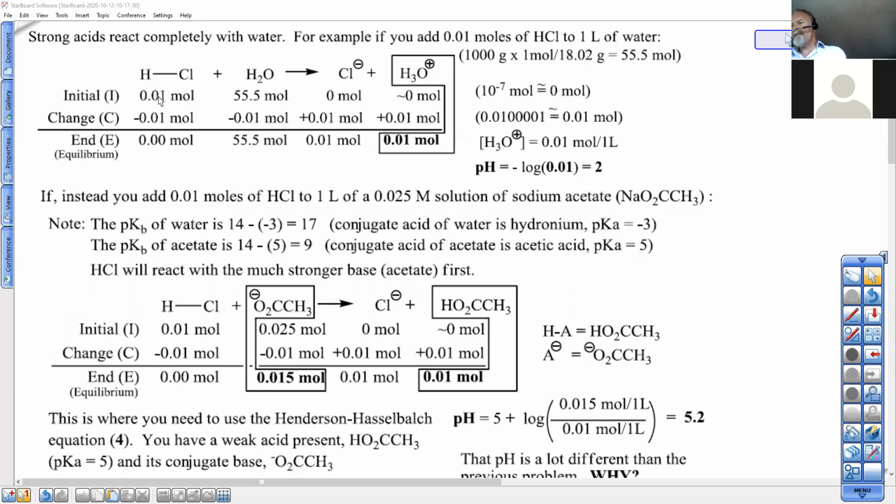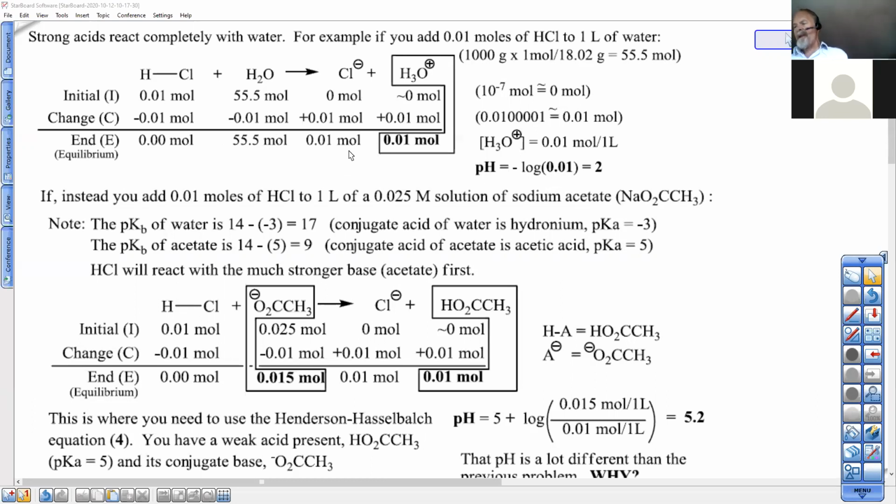We start with adding 0.01 moles to 55.5 moles. That's how many moles of water are in 1 liter. And you didn't have any Cl minus or H3O plus before you started, although neutral water started with 10 to the negative 7 moles per liter of hydronium, but that's trivial compared to what we're creating in this problem. You must react all your HCl. You will get rid of 0.01 moles of water, and yes, you still have 55.5 moles. Water's concentration is constant in this problem.